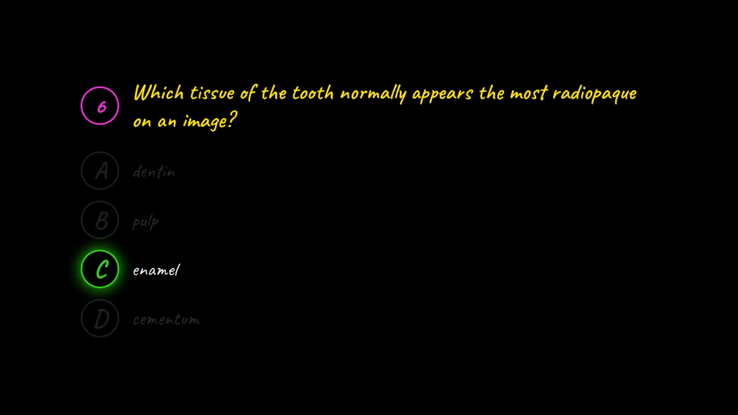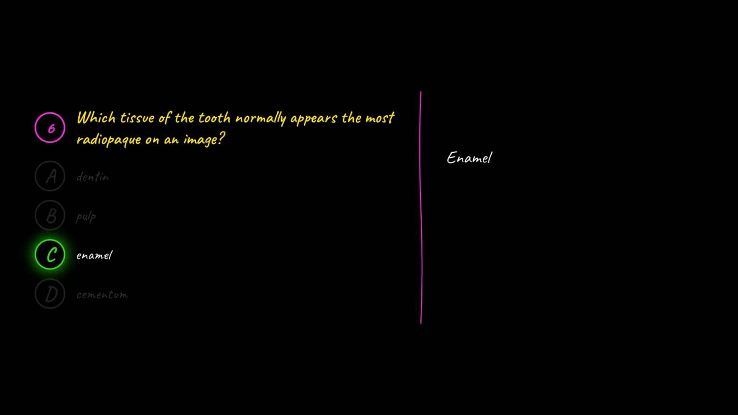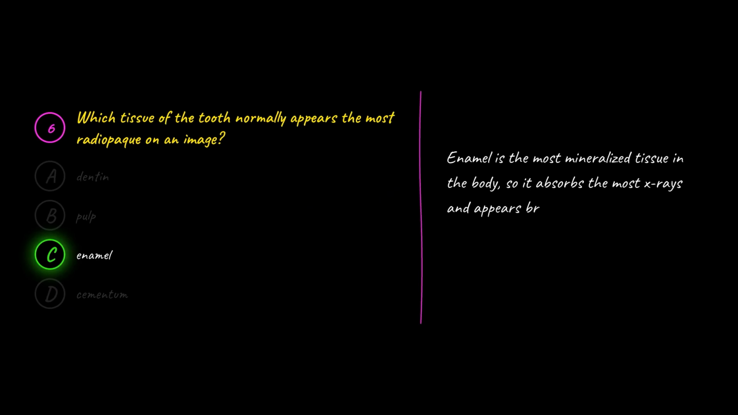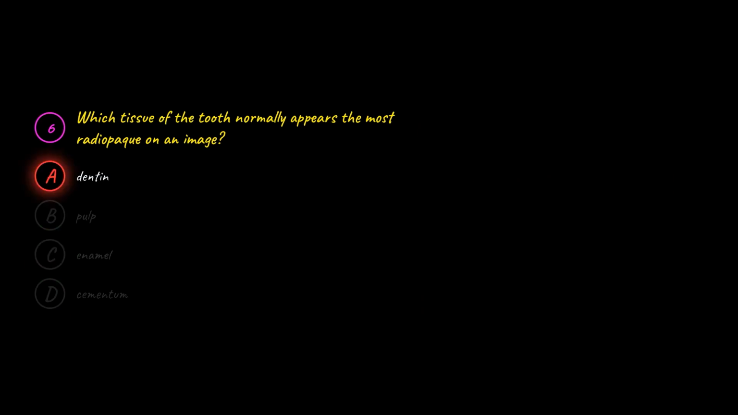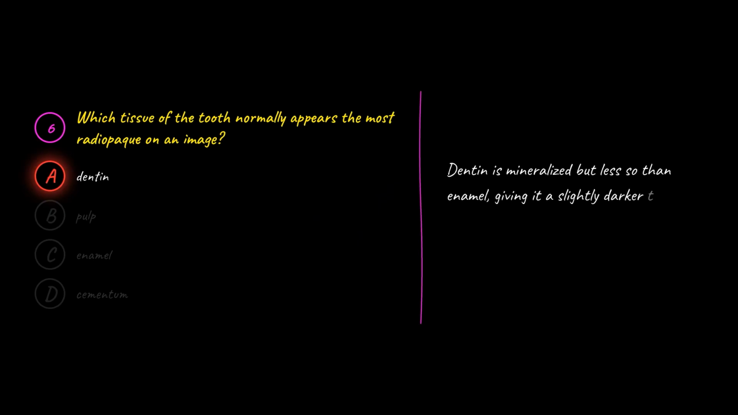The correct answer is C. Enamel. C is correct because enamel is the most mineralized tissue in the body, so it absorbs the most X-rays and appears brightest. Dentin and cementum are less dense and read slightly darker than enamel. A is wrong because dentin is mineralized but less so than enamel, giving it a slightly darker tone. It forms the bulk of the tooth beneath the brighter enamel cap.